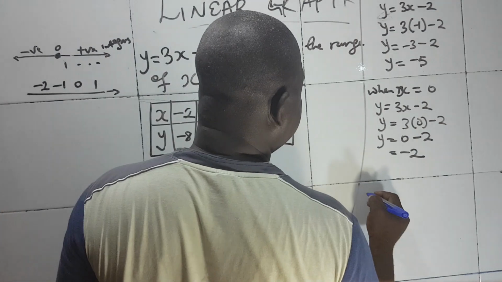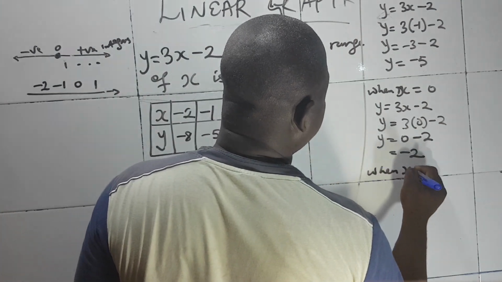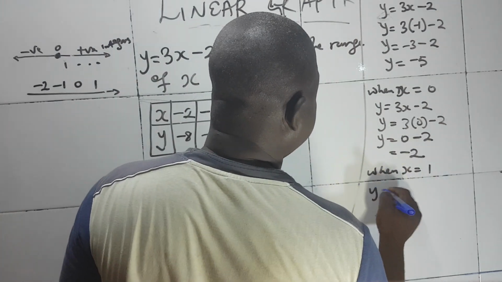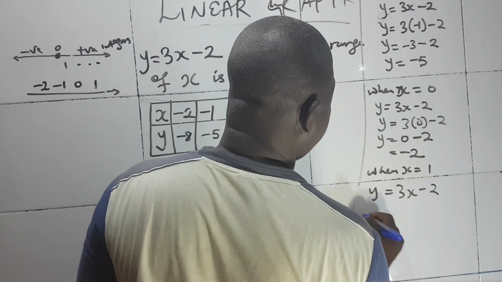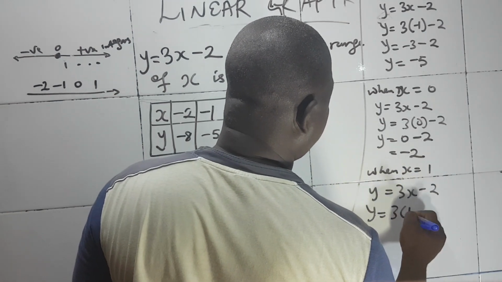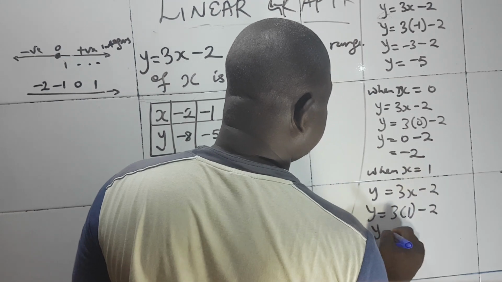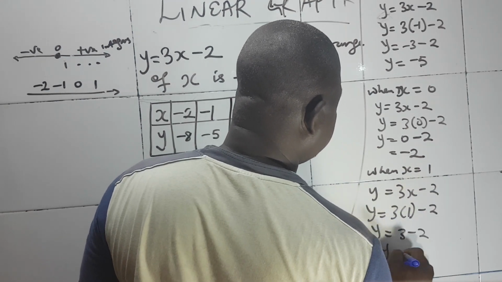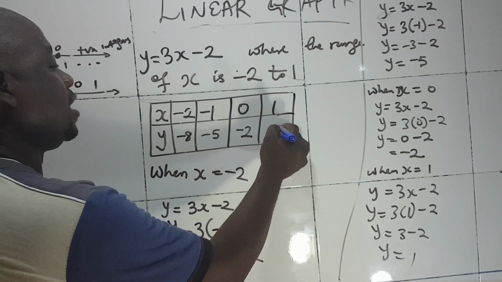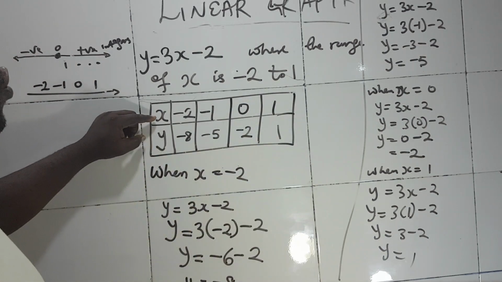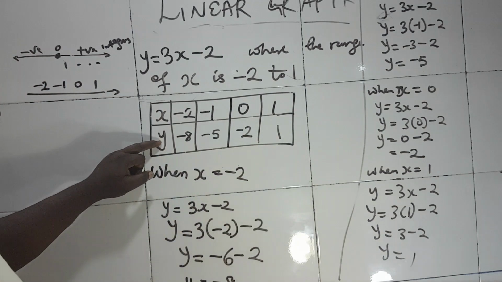You now say when x is equal to 1. So y is equal to 3x minus 2. So it becomes y is equal to 3 into bracket 1 minus 2. So y is equal to 3 minus 2. y is equal to 1. So this is now what we want to plot. We want to plot the value of x against y.